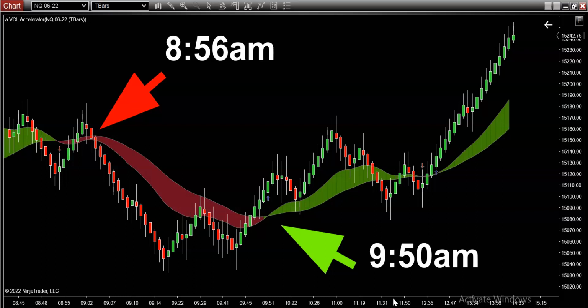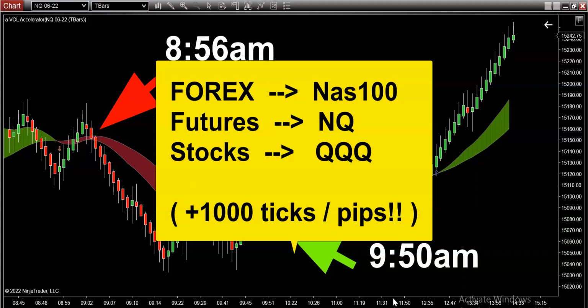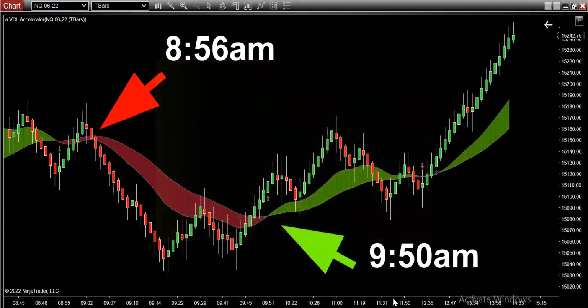First things first, what you see on the screen right now is a price action chart of the NAS 100. This is one of my favorite symbols ever. Okay, if you trade Forex, your symbol is NAS 100. If you trade futures, your symbol is NQ. And of course, if you trade stocks or options, your symbol is QQQ. Now, what you're also seeing overlaid onto the chart is our proprietary volume-based indicator, what I call the vol.